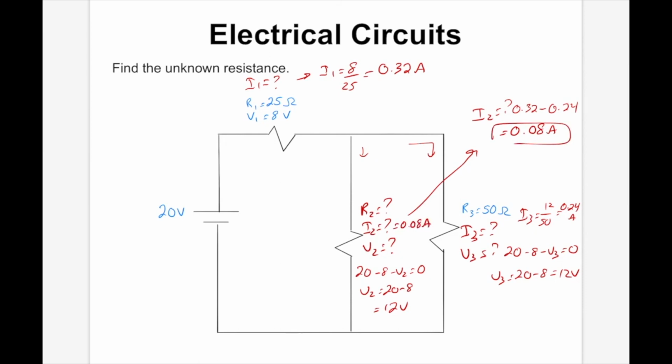We need to figure out R2. Well, what's R2? Again, using V equals I times R, we can figure out that R2 is going to equal V2, which we figured was 12, divided by I2, which we just found out was 0.08, and 12 divided by 0.08 is equal to 150 ohms. And that's the answer to our question.